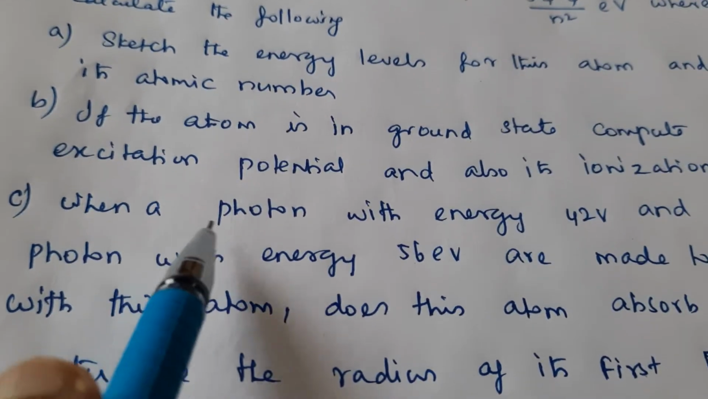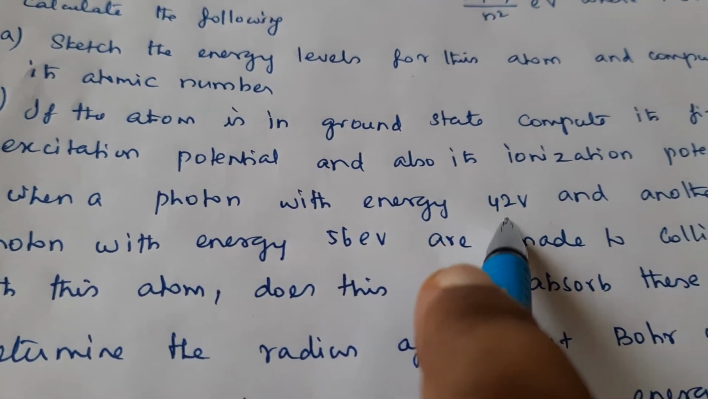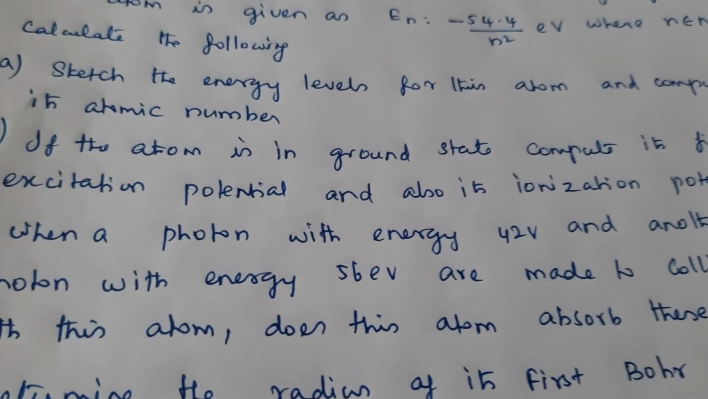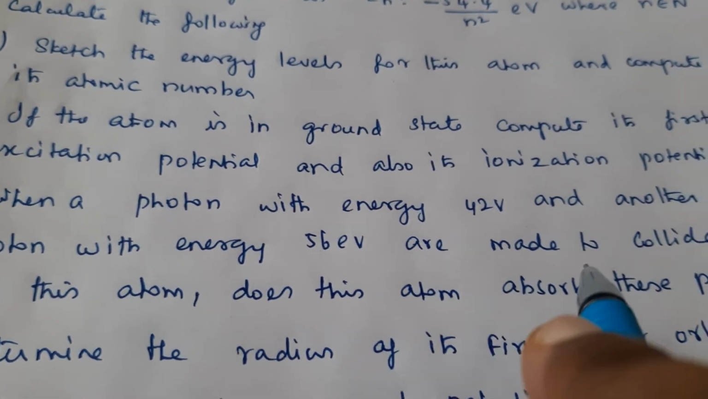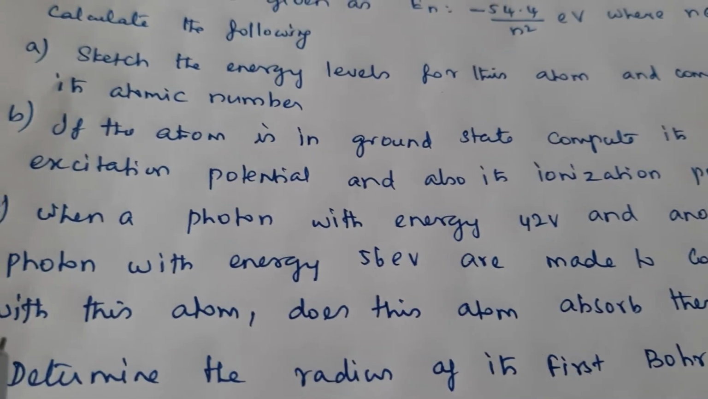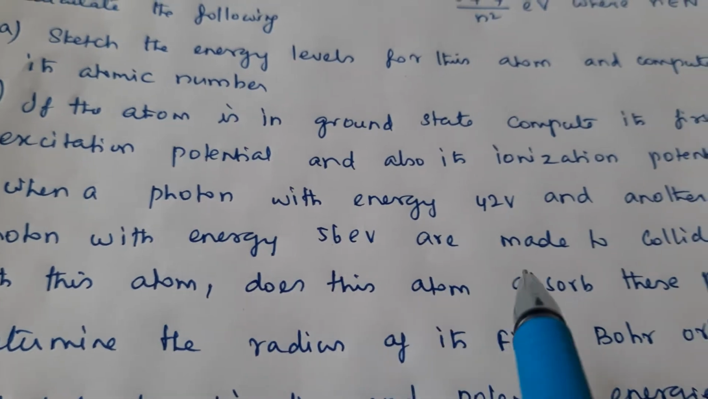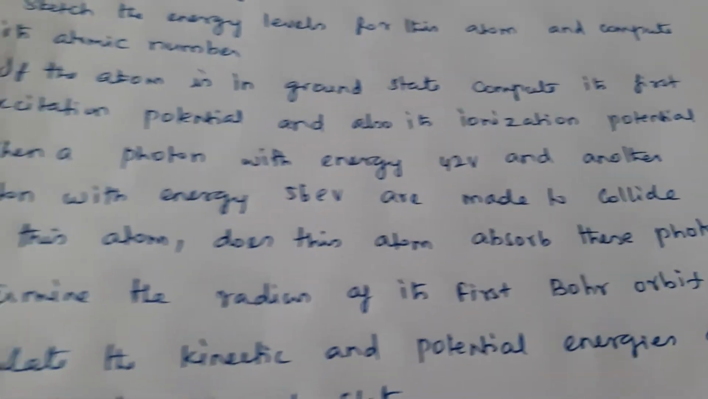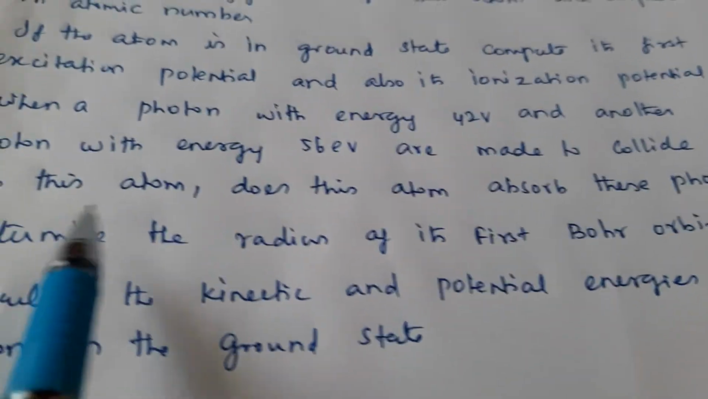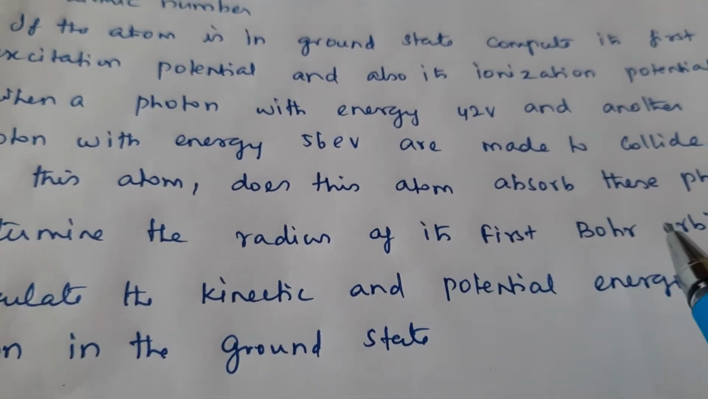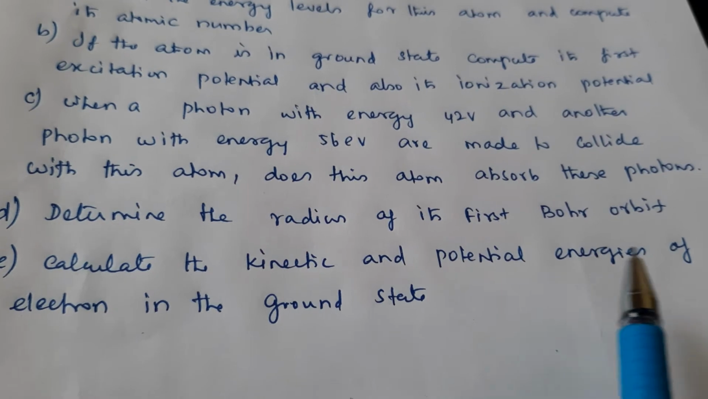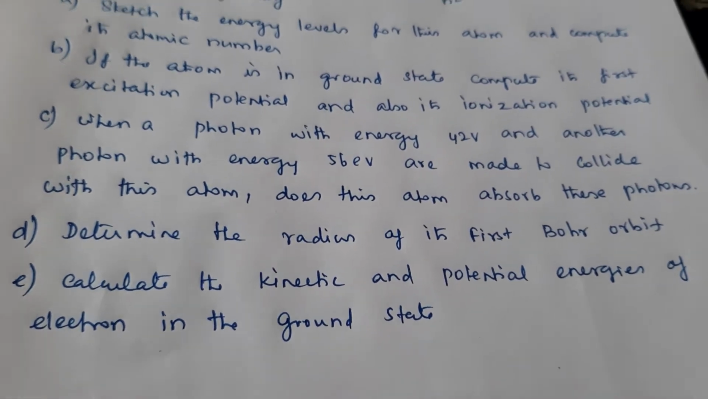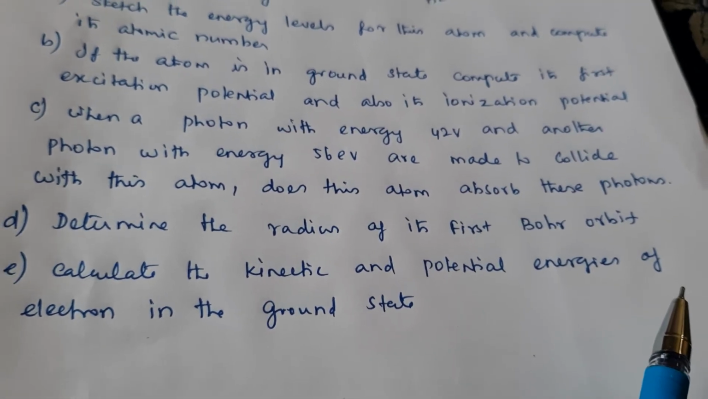C. When a photon with energy 42 electron volt and another photon with energy 56 electron volt are made to collide with this atom, does this atom absorb these photons? D. Determine the radius of the first Bohr orbit. E. Calculate the kinetic and potential energies of the electron in the ground state.